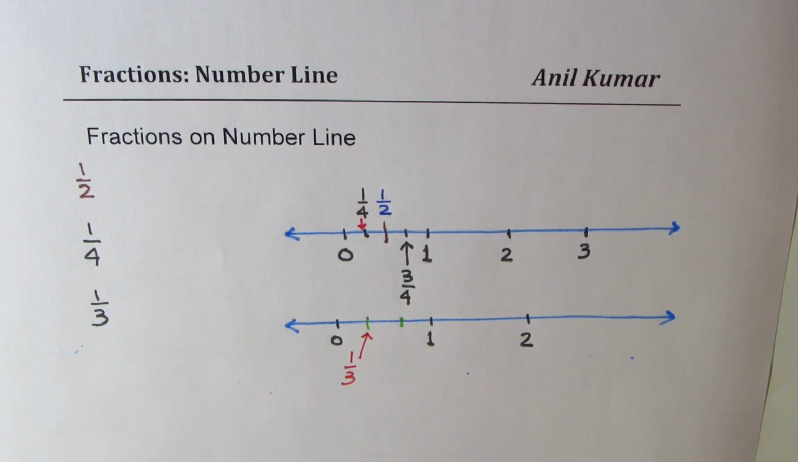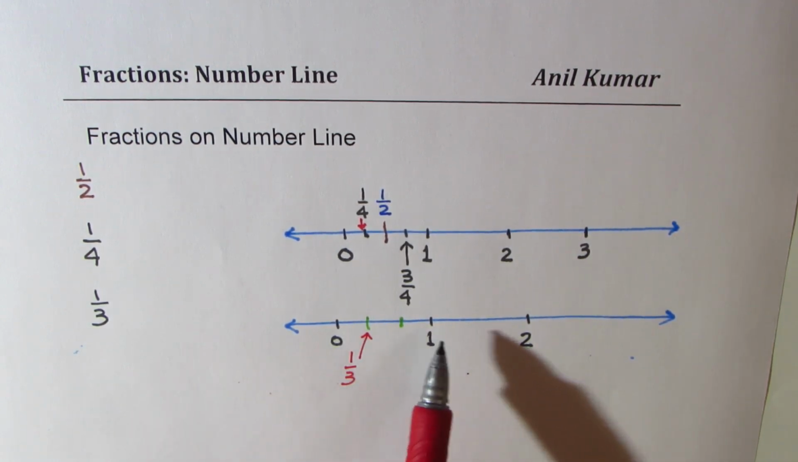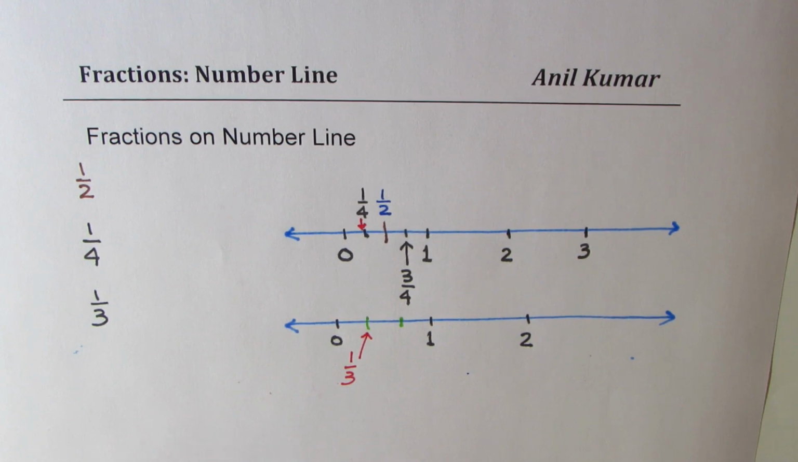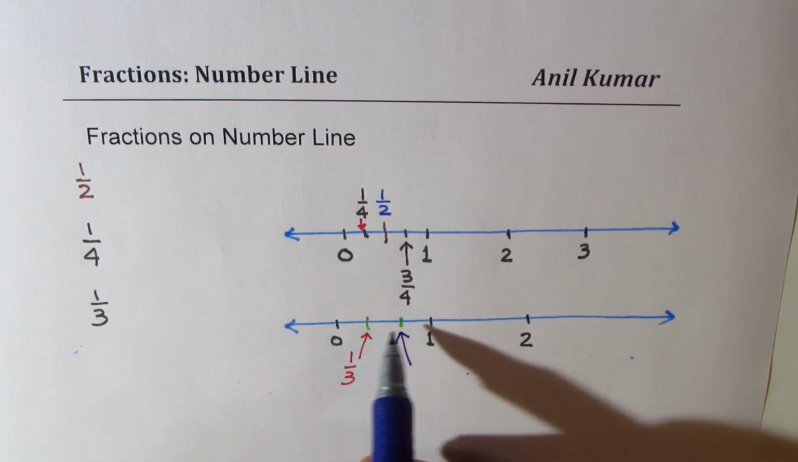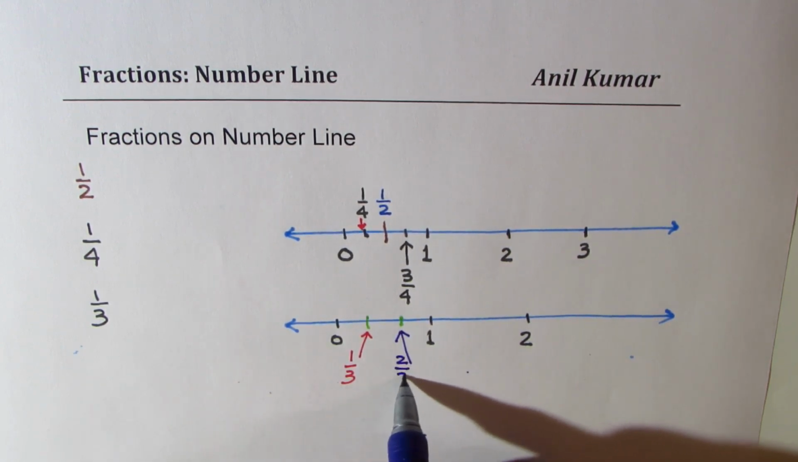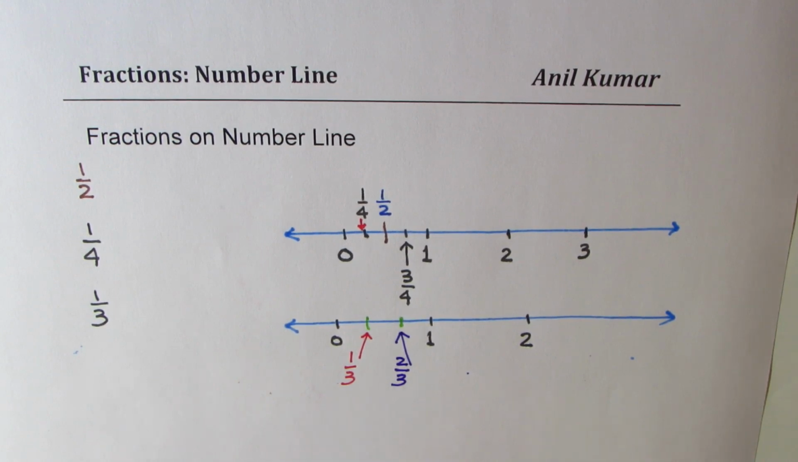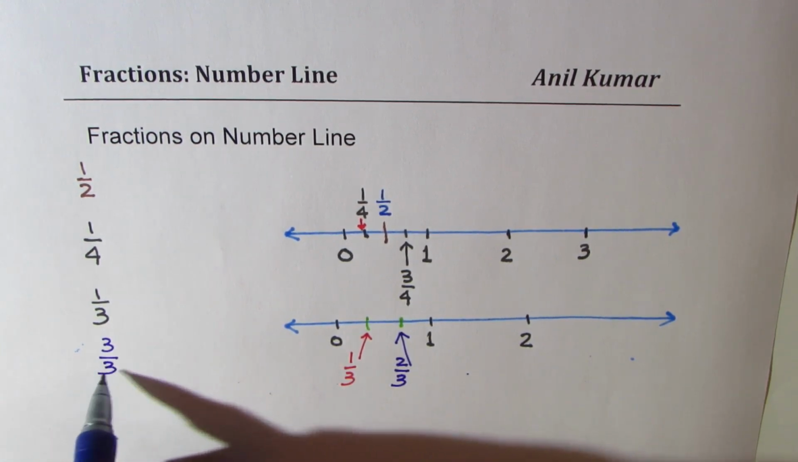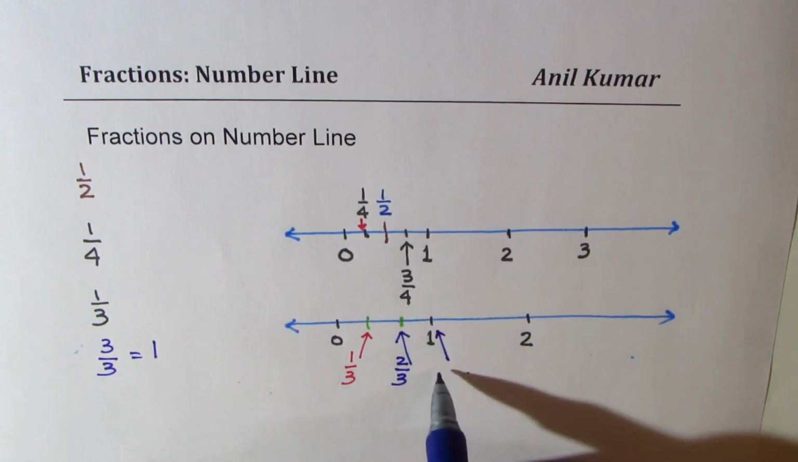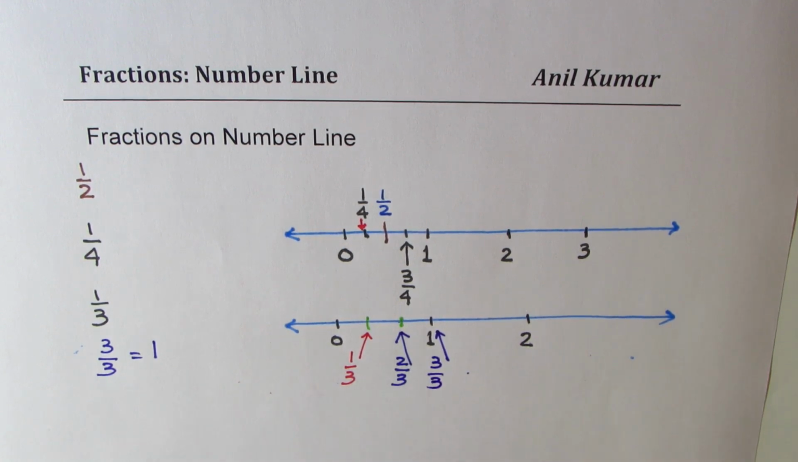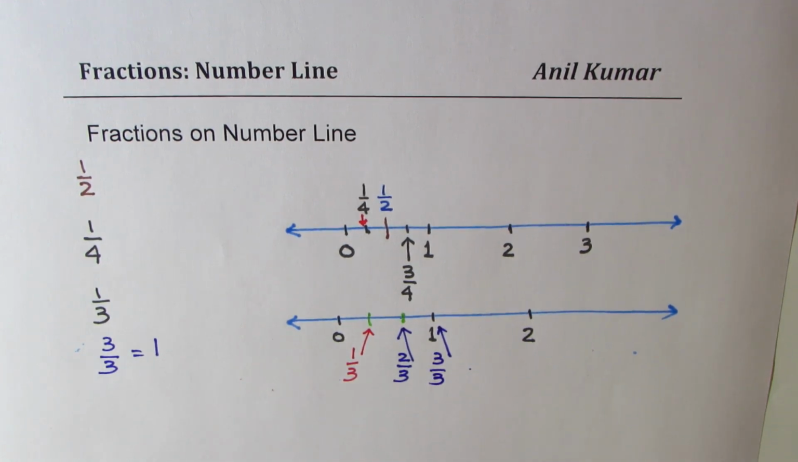Correct? So that is how you could represent 1/3 on the number line. Correct? What is going to be this number? Can you tell me that? Now this is 1/3, that has to be 2/3. Correct? As you can see, 3 by 3 is same as 1. So 1, 2, 3, that is 3 by 3 or 1. It is one and the same thing. Perfect. So what we saw here is how to represent fractions, let's say less than 1, on a number line.